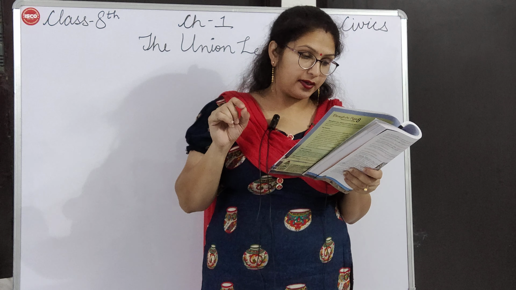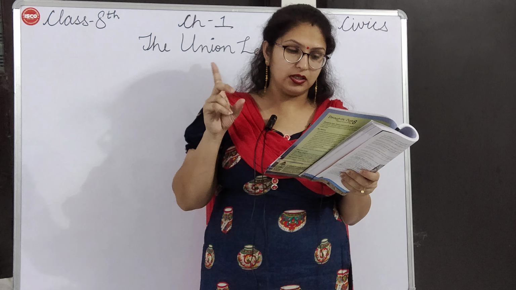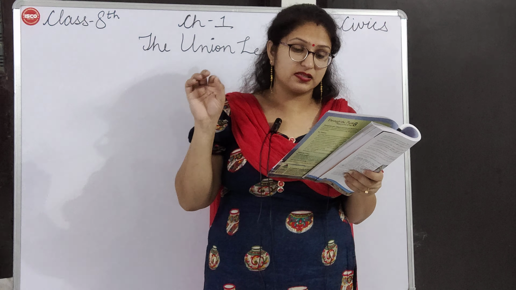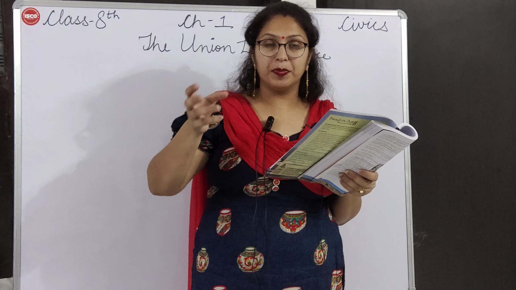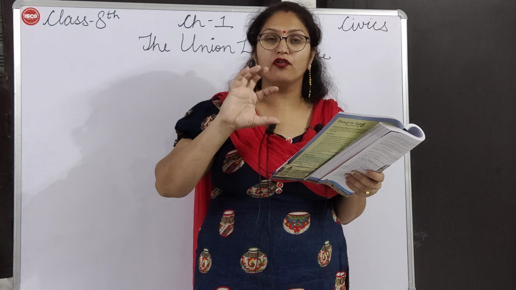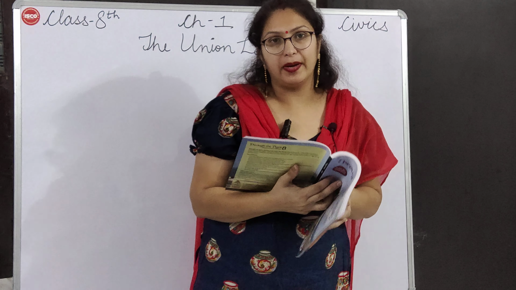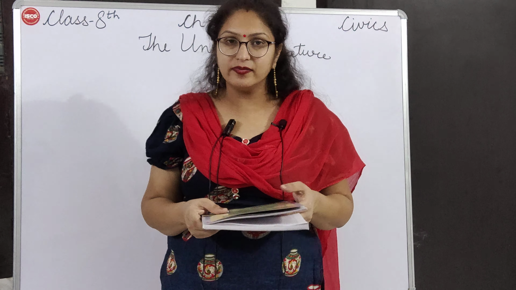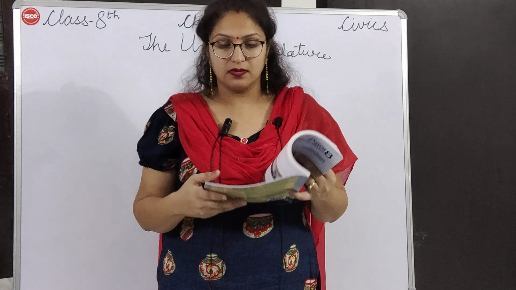Meetings of the parliament. The parliament meets at least twice a year, means 2 times in a year. But there must not be a gap of more than 6 months. See, they have to meet after every 6 months. The gap should not be more than 6 months between 2 sessions of the parliament. In a year they are meeting 2 times, so there should be a gap of not more than 6 months.